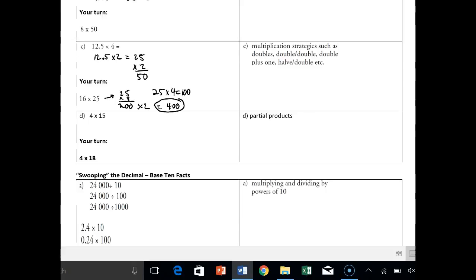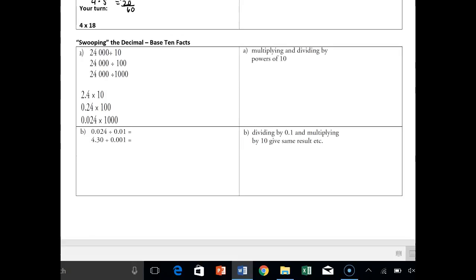Partial products for 4 times 15, right? You can say, I know what 4 times 10 is, which is 40. I know what 4 times 5 is, which is 20. And those added together, 40 plus 20, give me my answer of 60. You guys do that one.